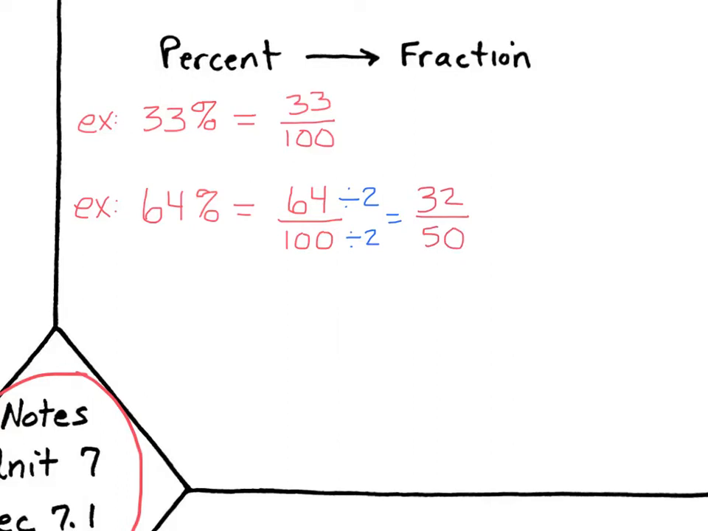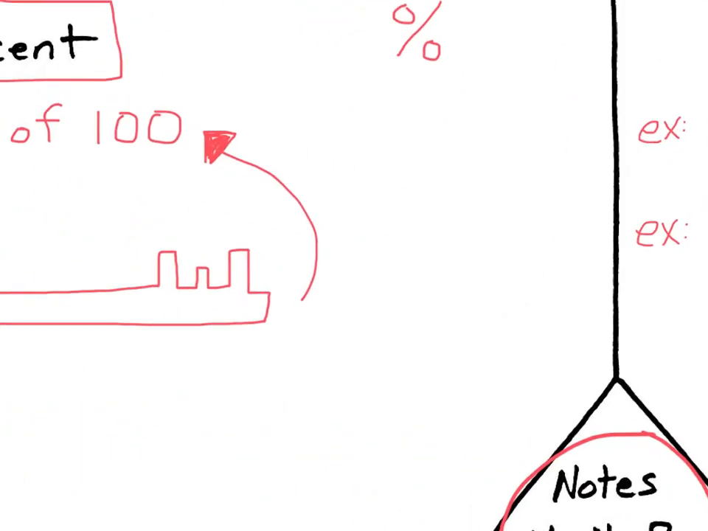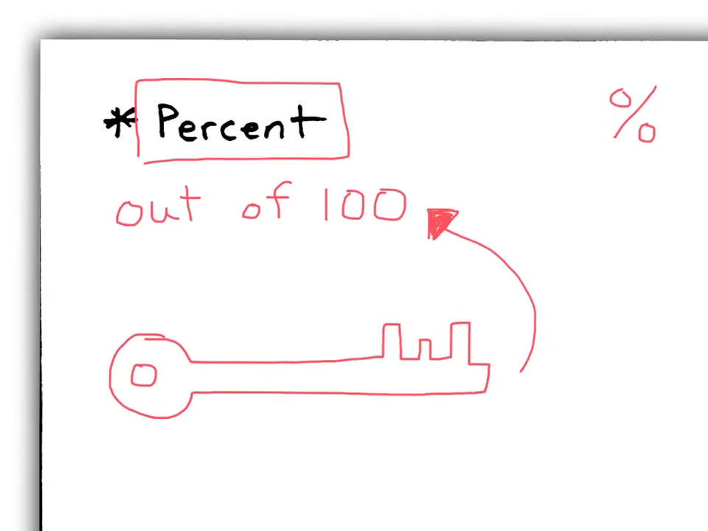But wait, we're not done, because both of these are even. So you can reduce it even further. You can divide by 2 again, in the numerator and in the denominator, and you get 16 out of 25. And all those values are equal. 64% is the same thing as 64 out of 100, which is the same as getting 32 out of 50, which is the same thing as getting 16 out of 25. What's the key? Percent means out of 100. That's the key, out of 100.